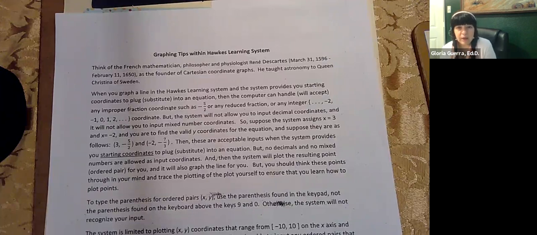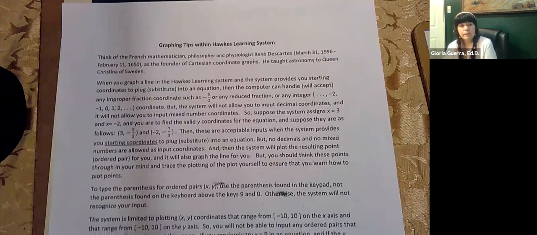And then the system will plot the resulting point, the ordered pair. It will oftentimes plot it for you, and it will also graph the line for you. But you should think these points through in your mind and trace the plotting yourself to ensure that you learn how to plot points. I think it does a little bit too much for you because right away it plots the point and draws the line for you. It should let you try and plot the point and connect it with your mouse, but it doesn't do that. So you have to think it through.